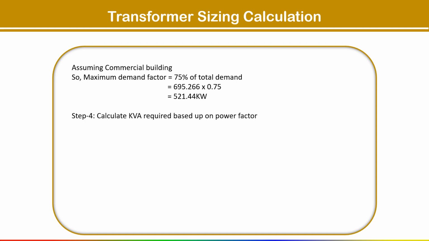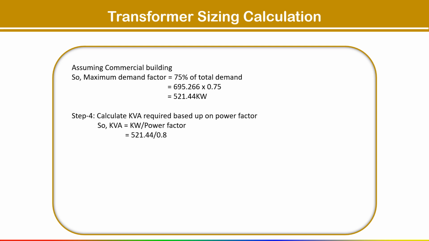Now we have to calculate the kVA, kilovolt ampere, required based upon power factor. How to calculate, all of you know, this is the formula. If you want to convert kilowatt into kilovolt ampere, this is the formula: kilowatt divided by power factor. Why am I converting? Because generally the transformer sizing is given in kilovolt ampere only, or MVA, mega volt ampere. Here I have taken the maximum demand value 521.44 divided by power factor. Here you can see I have taken power factor 0.8. I think all of you know about the power factor.